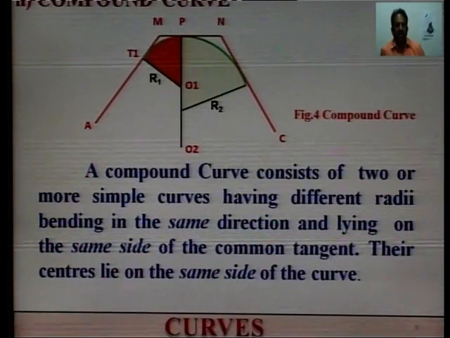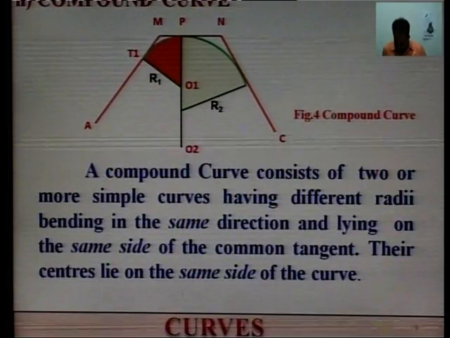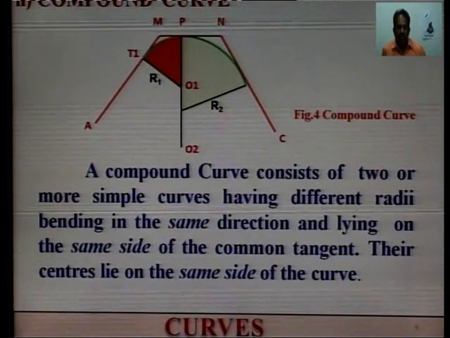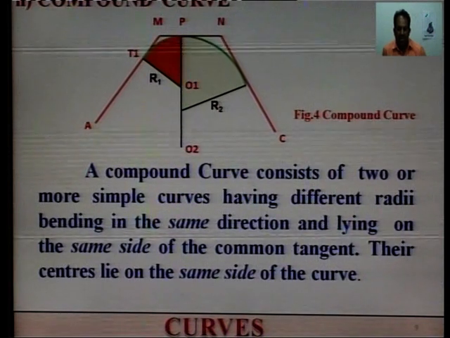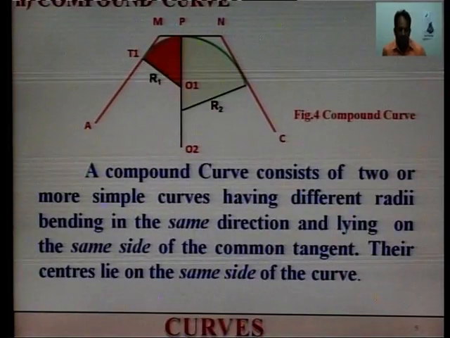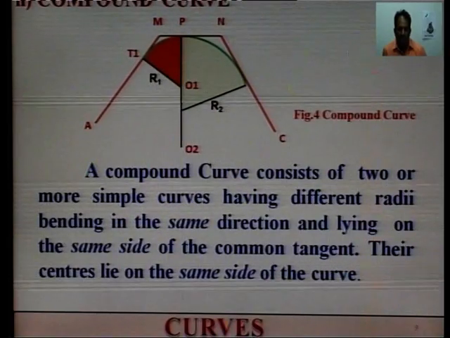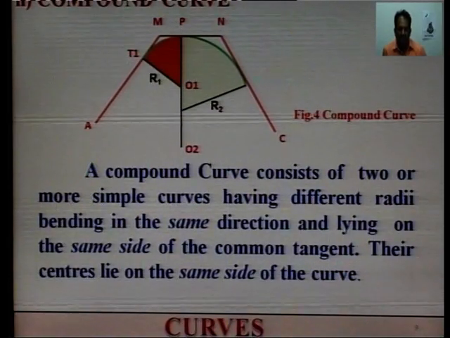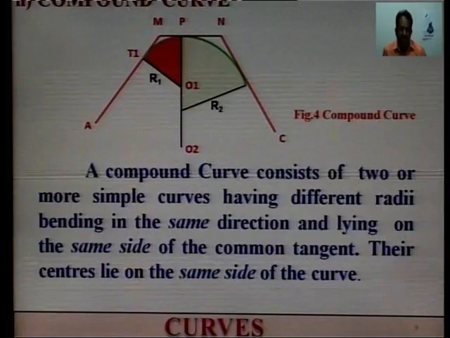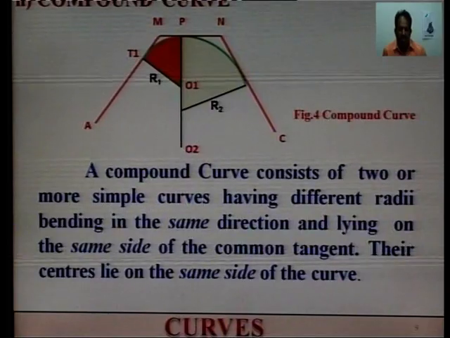Next is a compound curve. As is being shown on your screen, a compound curve consists of 2 or more simple curves having different radii, that is it has more than one radius. They bend in the same direction, that is they bend in the same direction and lie on the same side of the common tangent.